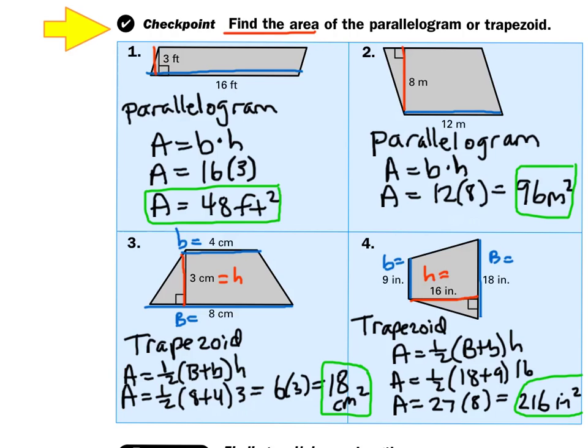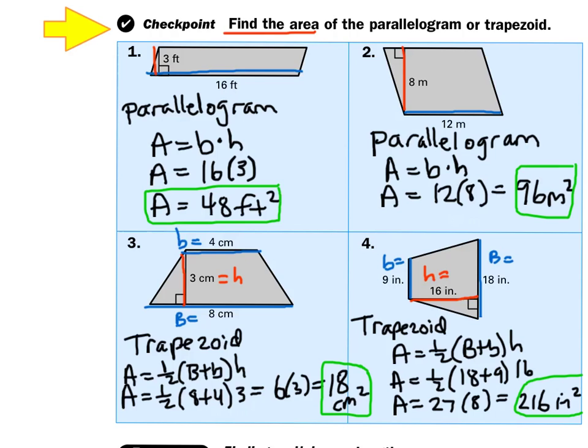And so the area is 1/2 times big base plus little base times the height. So I put the 1/2, and then in parentheses I put the 8 plus 4 times the height, which is 3. So 8 plus 4 is 12. 1/2 of 12 is 6. 6 times 3 gives me 18, and then I labeled it centimeters to the second power.